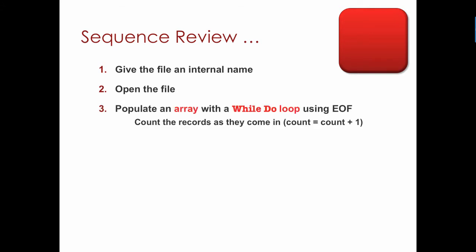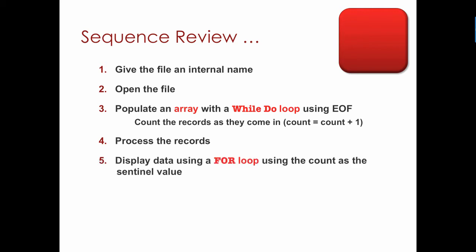Here's our sequence in review. You ready? We're going to give the file an internal name inside the program. Then we can open the file with one command. Then we can populate an array with a while do loop using EOF. Don't forget to count the records as they come in so you know how many you have in that array. You may not fill the array, but at least you'll know how many you have, because we're going to need that later. Then we would process the records in some way. We do a count or whatever we're going to do with our program. Then we can display the data using a for loop, using that count as the sentinel value. And then we would finally close the file. And speaking of closing the file, we're done.